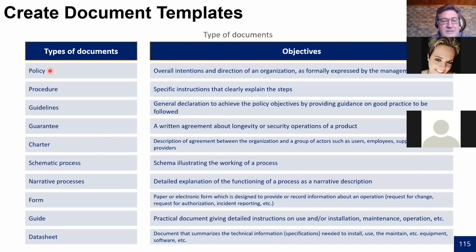So firstly, a policy. Secondly, a procedure, guidelines, guarantees, a charter, a schematic process, a narrative process, a form, a guide, a data sheet. So if you're looking at a policy, it's the overall intention and direction of an organization. So immediately it gives me strategy going forward, and that is a level 1 document. If you're talking about a procedure, specific instructions that clearly explain the steps. Now, explaining the steps is detail.